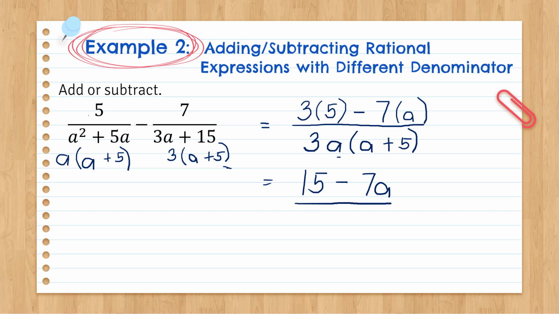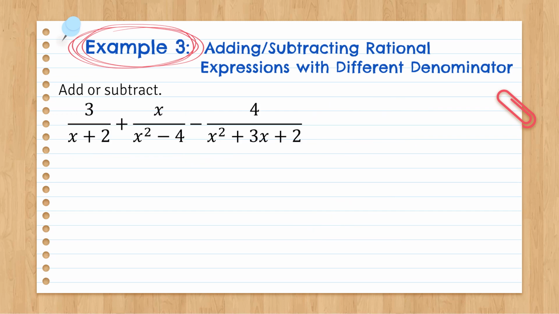For our denominator, we distribute 3a to the terms inside our parentheses. So that is 3a times a will give us 3a squared. Then 3a times 5 will give us positive 15a. We actually have no factors for the numerator. That's why our answer for example number 2 is already in its simplest or lowest term.